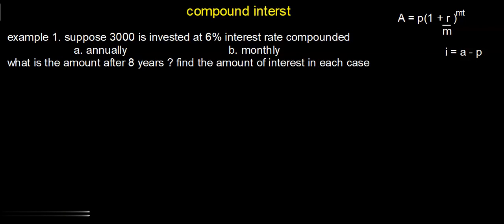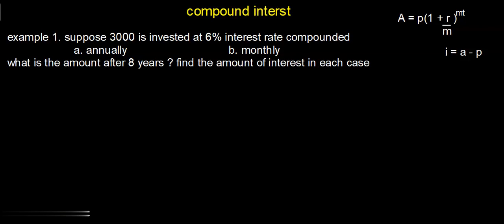P will be the principal, and then 1 plus the whole R over M. R means my rate, and M is the number of conversions per year, like monthly, annually, and that type of thing. If it is monthly, then 12 will be my M value, and if it's annually, then 1 will be my M value. That's what M is all about. Now let's go through the example and figure out the answer.